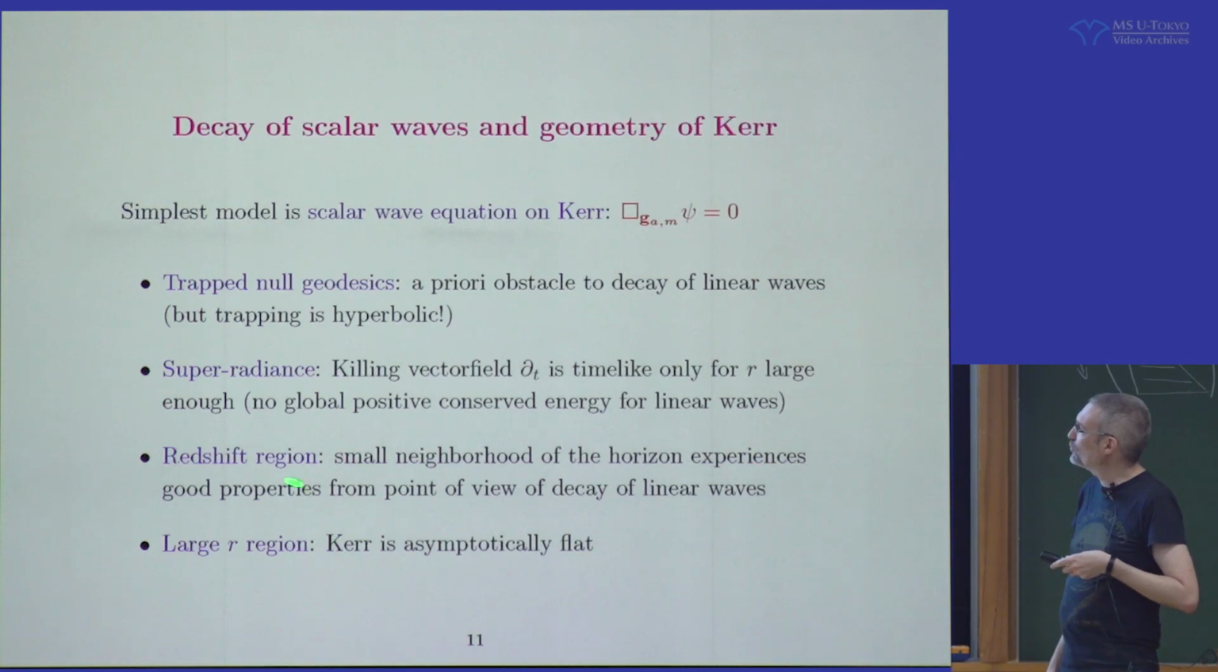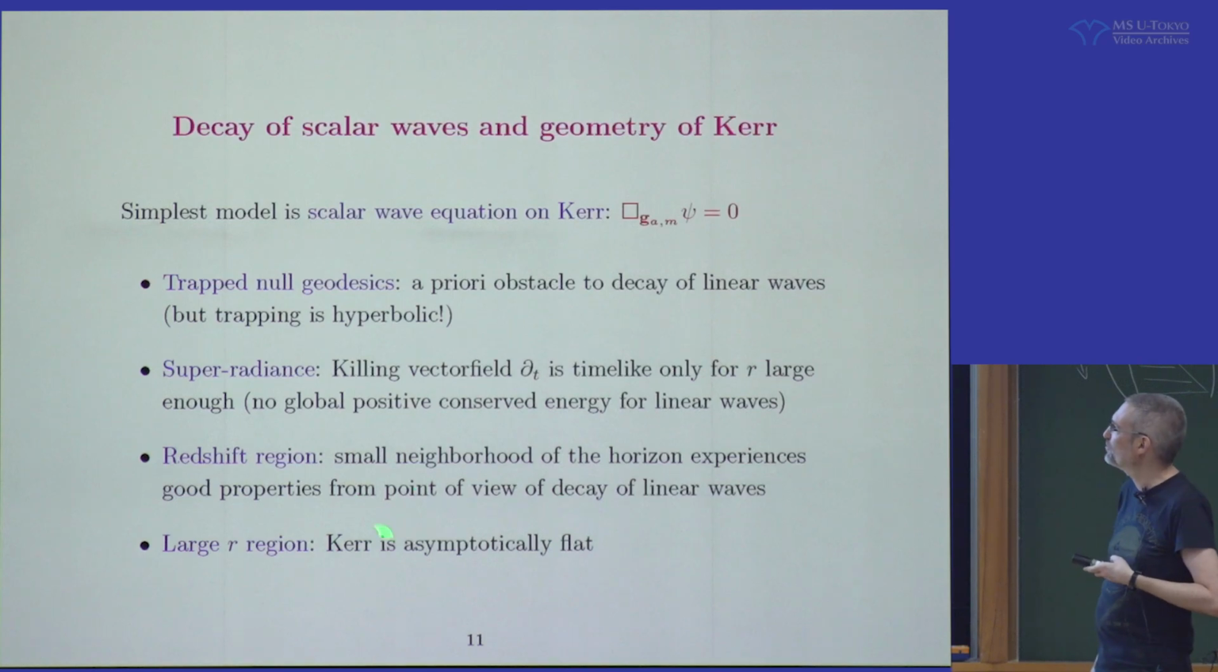Now let me come to the good news. The good news is, on one hand, this redshift region. The redshift region takes its name from the physical phenomenon of the redshift near the black hole. It's a small neighborhood of the event horizon of the black hole, where you have good properties from the point of view of decay of linear waves. And finally, the other good news is the large r region, because you are asymptotically flat. Kerr looks like Minkowski, which of course is the case that you understand best.